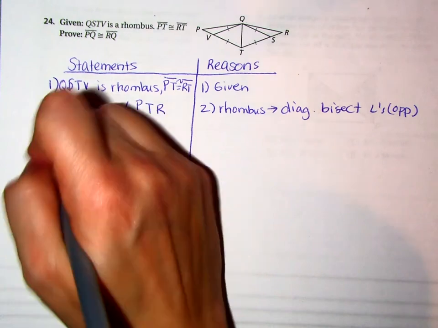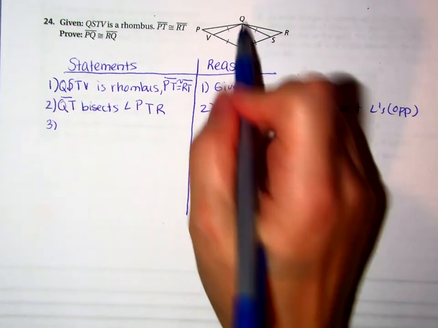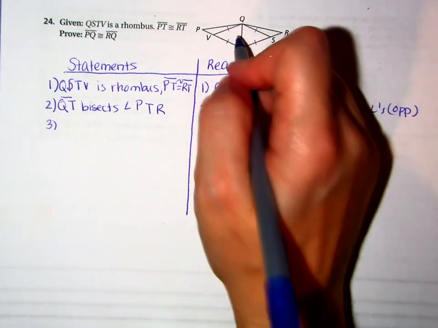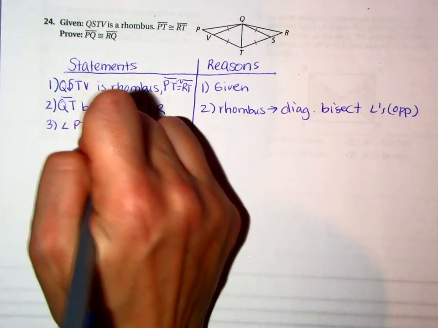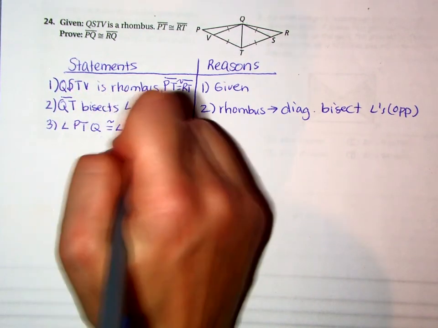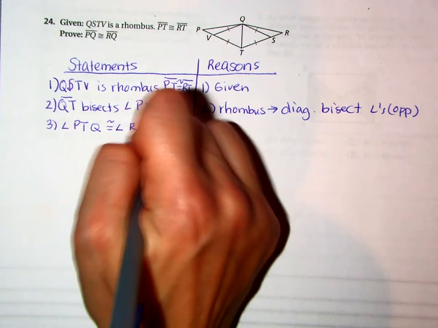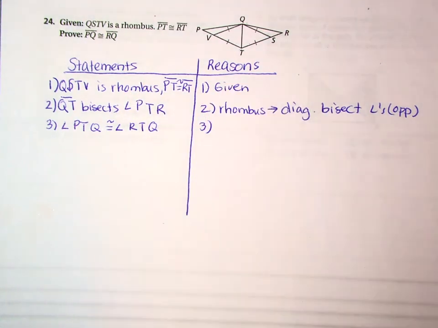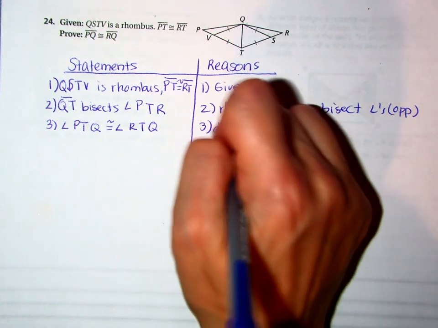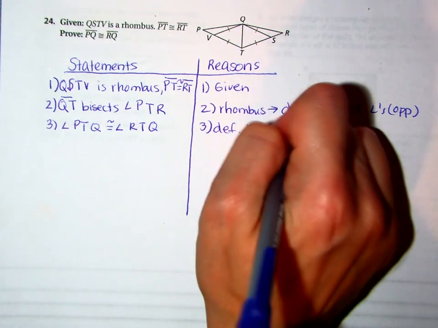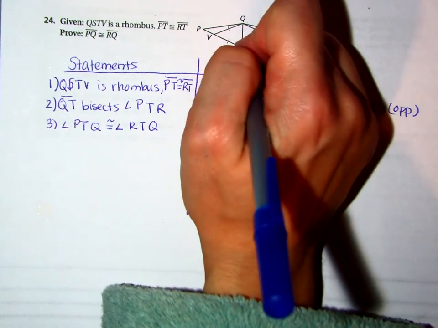Alright, so then number 3, when I know that I've got a bisector, what that now means is I can say that angle PTQ is congruent to angle RTQ. And the reason is because of the definition of a bisector. Now from here, I'm going to go ahead and mark those.